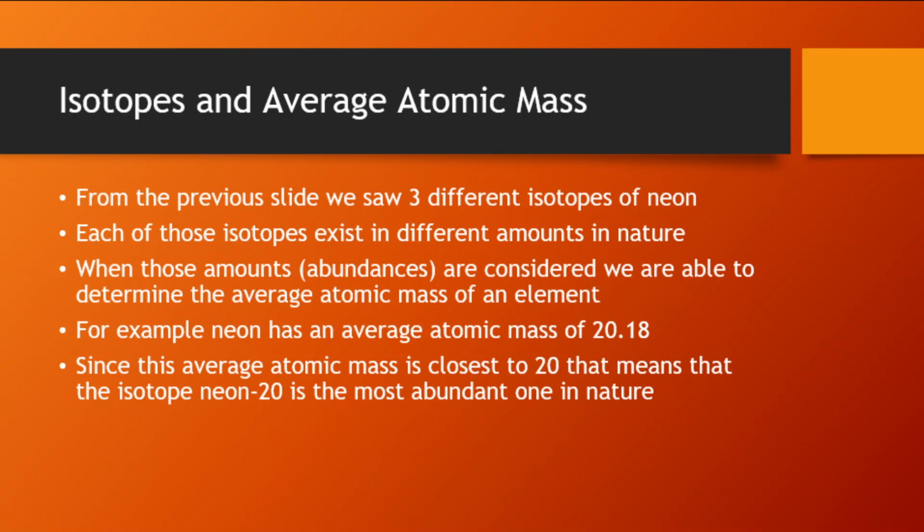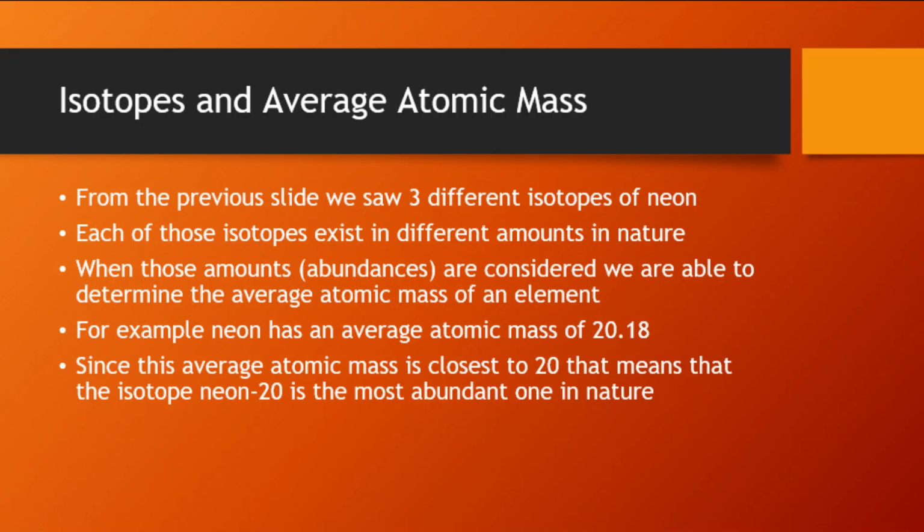Now, isotopes and average atomic mass. If you remember, in the last video, at the beginning when we talked about mass number, I made a very big deal about the fact that mass number was not the same thing as average atomic mass. Okay, and so here I'm going to give us a connection to how mass number and average atomic mass are related to each other. So from the previous slide, we saw 3 different isotopes of neon, right?